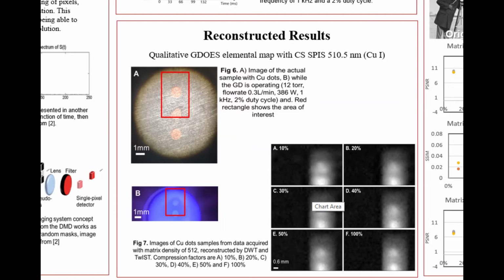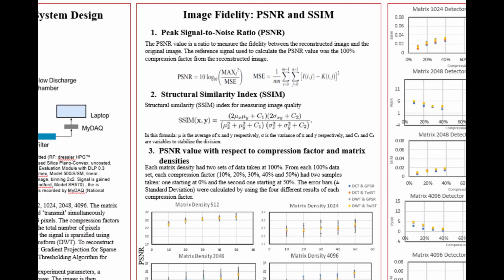Moreover, in Figure 7, we have a reconstructed image using the 512 matrix density and the DWT and TwIST reconstruction algorithm. This image lets us see how compression factors affect the resolution of our image. As we use bigger compression factors, the resolution increases, but after 30% there is not a very noticeable increase.